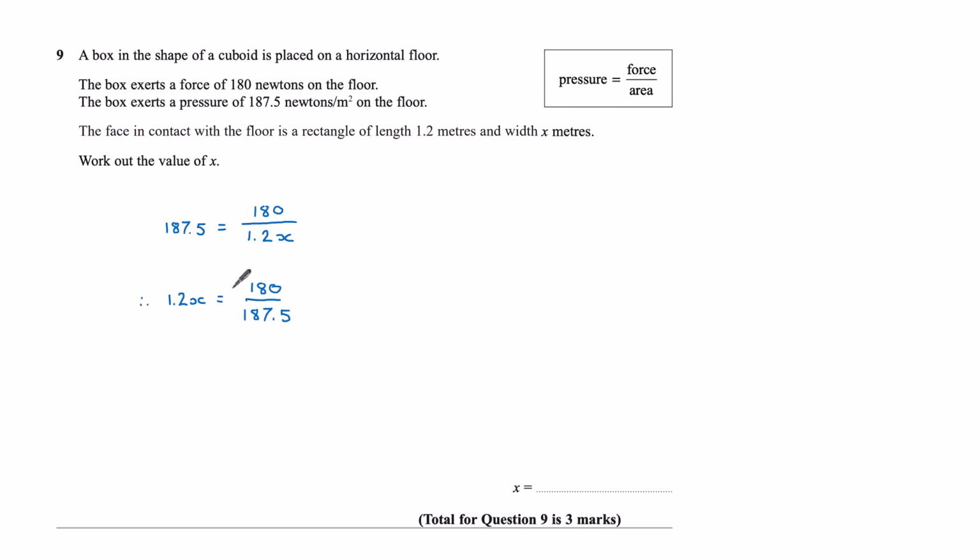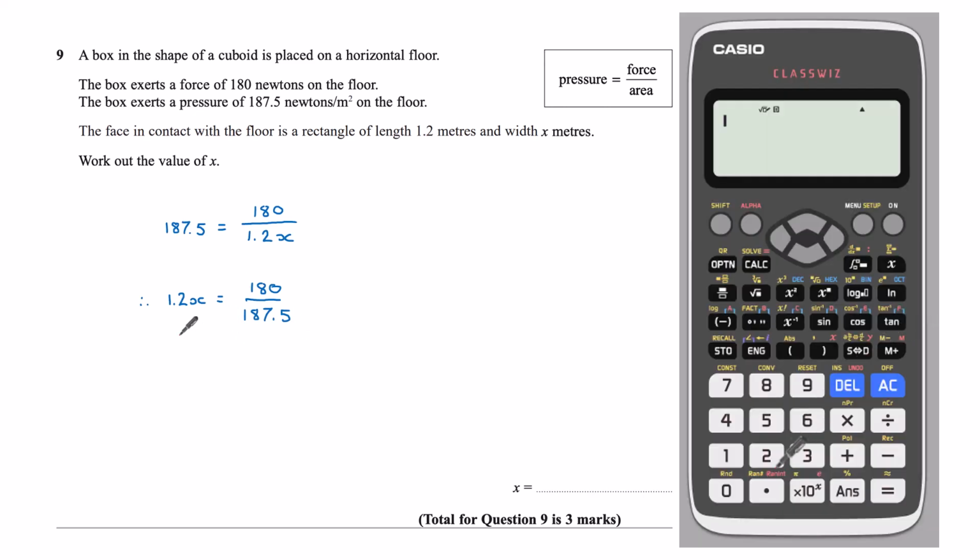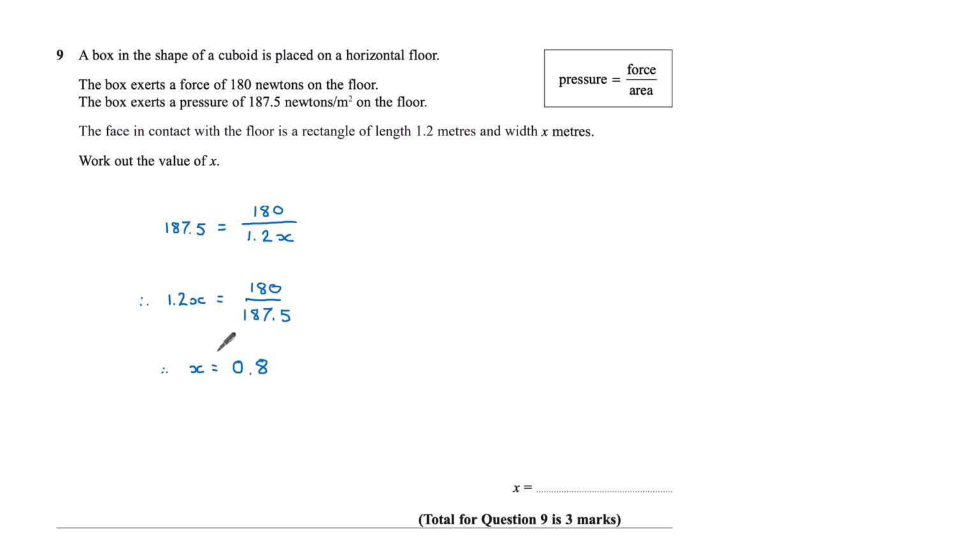And if we solve this on our calculator, then dividing by 1.2, so I have 180 divided by 187.5, which is 24 over 25, and I want to divide that by 1.2 to find my value of x, which is 4/5 or 0.8. We get a value for x of 0.8.